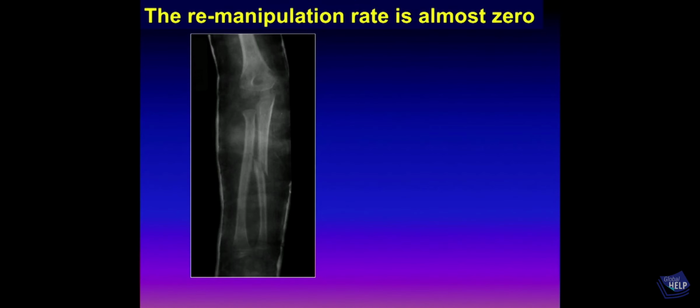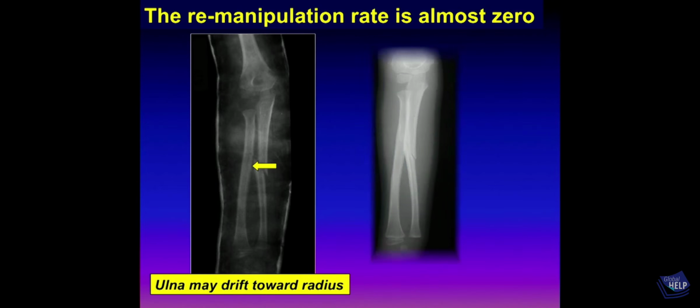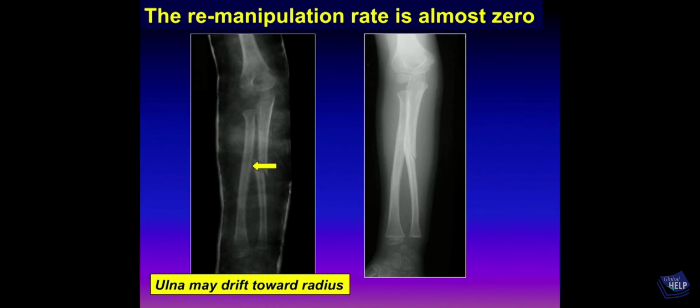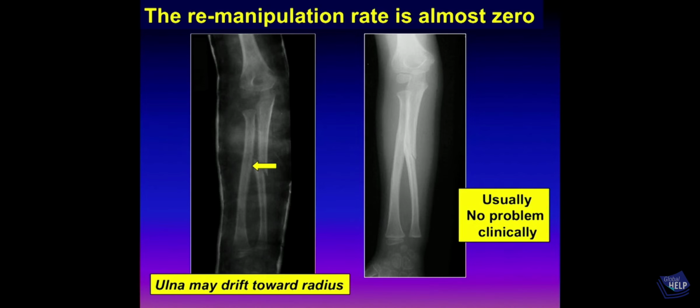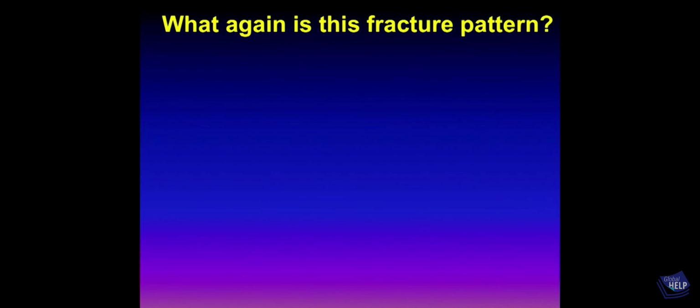Now, how effective is it? Well, the remanipulation rate is about 15-20% if you put it in a long arm cast at 90 degrees. We did a study here, and in Dr. Rang's original article, the remanipulation rate was almost zero. The ulna has a tendency to drift towards the radius, but that doesn't seem to cause any problems. Usually not a problem with rotation or with the clinical appearance.